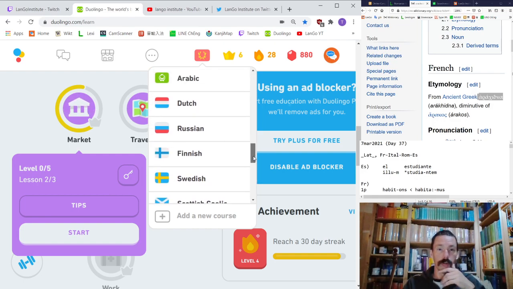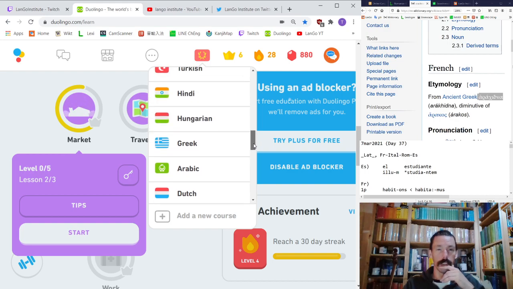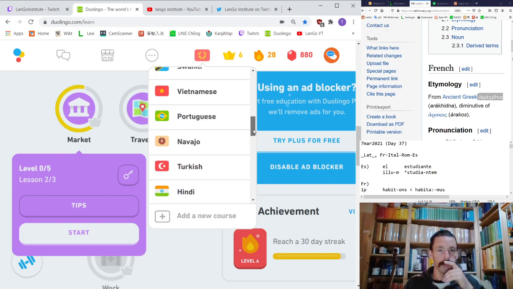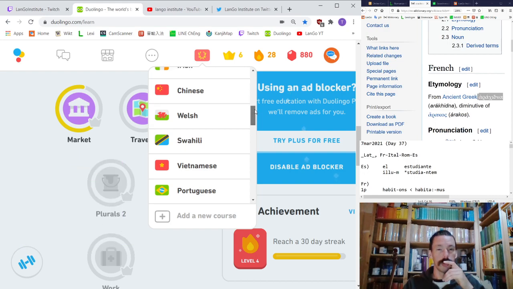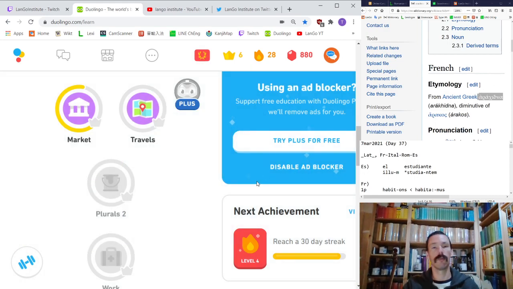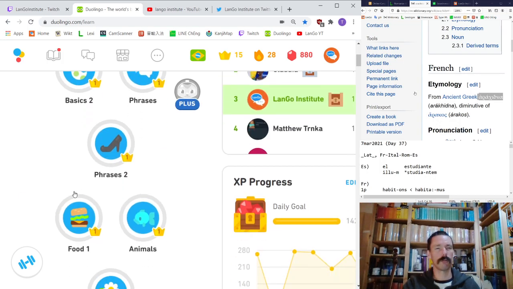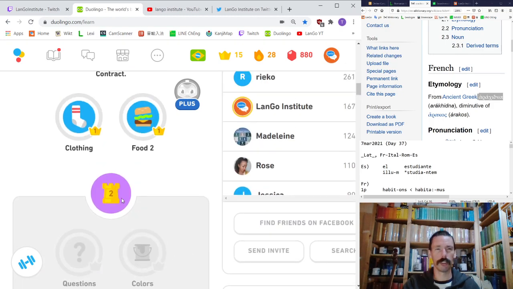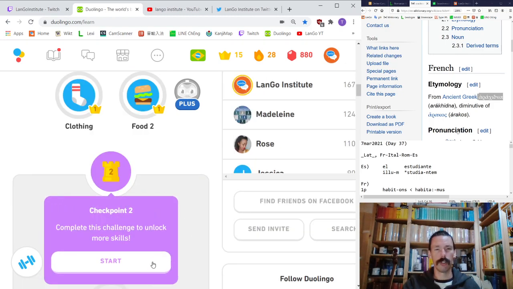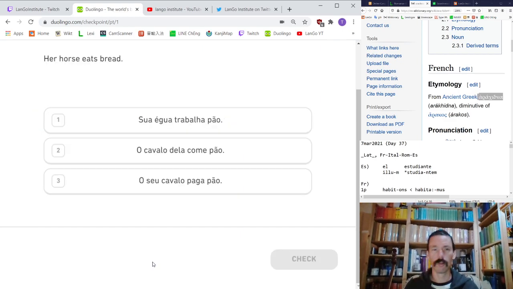So I want to make sure to do all the Romance languages, but then I think let's visit Celtic too. Portuguese, there's one. Also a big one, spoken in Portugal and Brazil, a few other places. Here the Brazilian dialect is what we're hearing. Hearing and seeing, I suppose. Her horse eats bread. So, seu cavalo. O seu cavalo. Not pagar though. O cavalo dela. You put the possessive marker after.